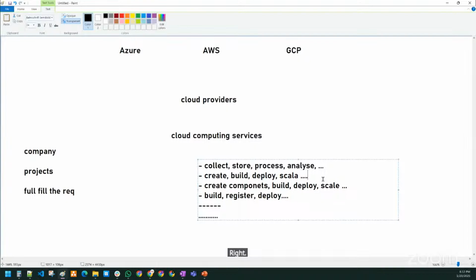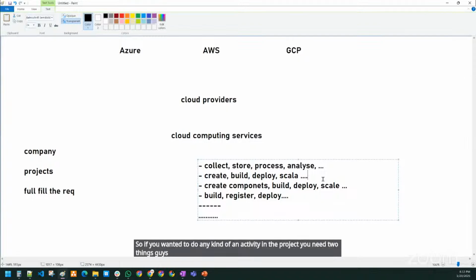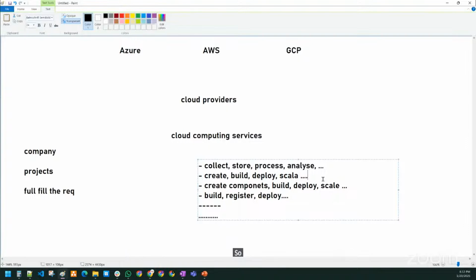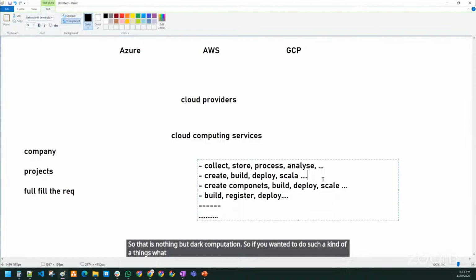So if you wanted to do any kind of activity in the project, you need two things, guys. One is the manpower, one more is resource power. Manpower is nothing but the developers. The resource power is nothing but the infrastructure, or infra power also you can call. So that is nothing but the computation. So if you wanted to do such kind of things, what cloud platforms are going to do is that they are going to provide you the cloud computing services for your requirement.